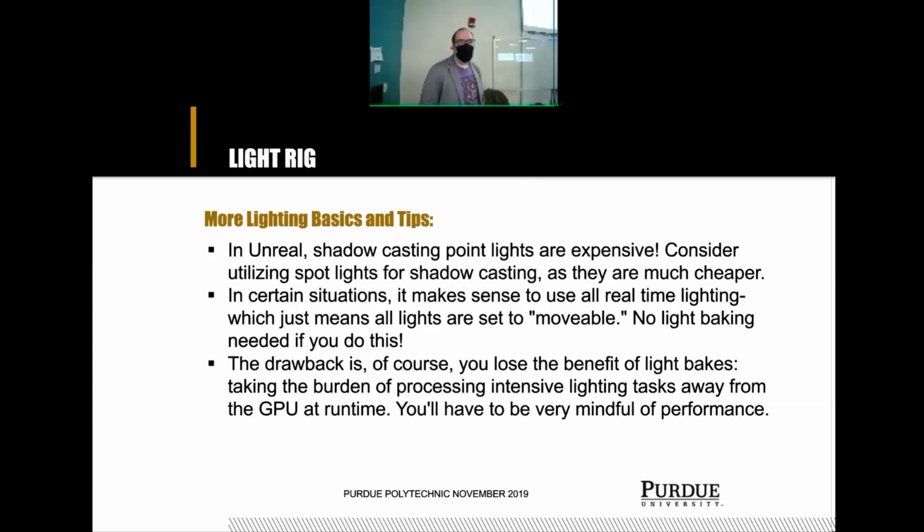Okay, so some more basic Unreal lighting tips. Shadow casting point lights are crazy expensive computationally, right? And the reason for that is because a point light casts light in a radial pattern, like everywhere, right? It's casting light all around the circle. So when you say that it's shadow casting, that means all those computations are done, and it's very, very expensive.